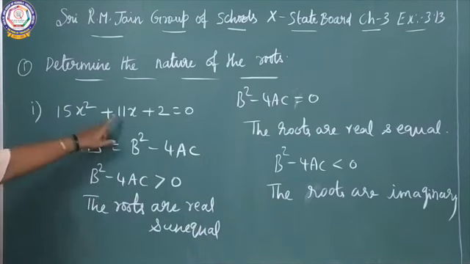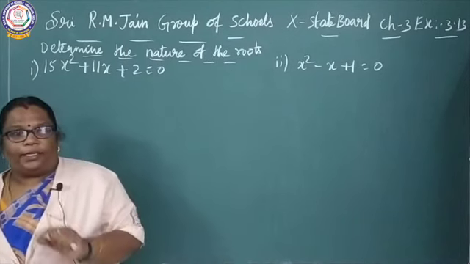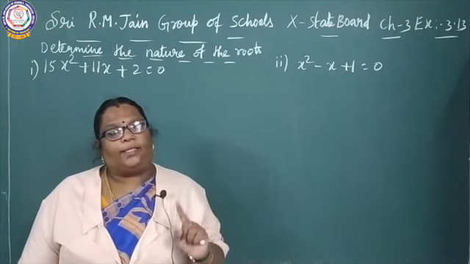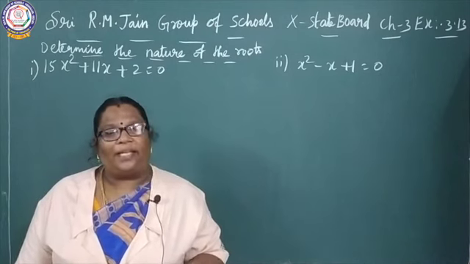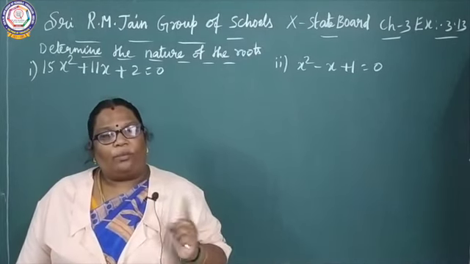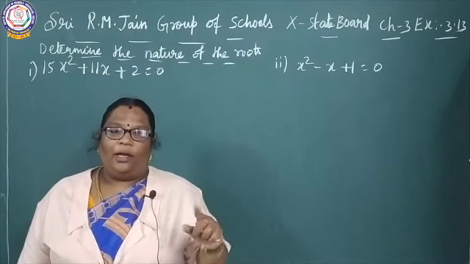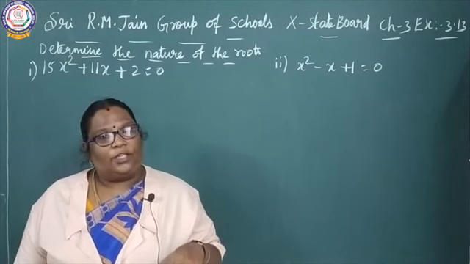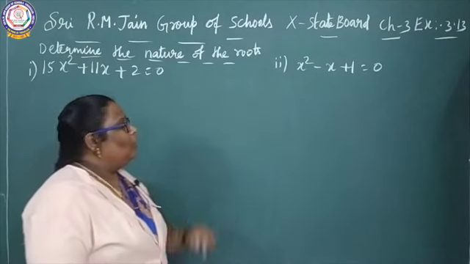This is the a value, this is the b value and this is the c value. If b square minus 4ac is greater than 0, the roots are real and unequal. If it is less than 0, there are no real roots, the roots are imaginary. If it is equal to 0, the roots are real and equal. Now we move on to the sums.